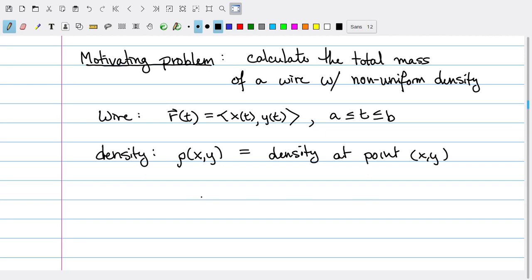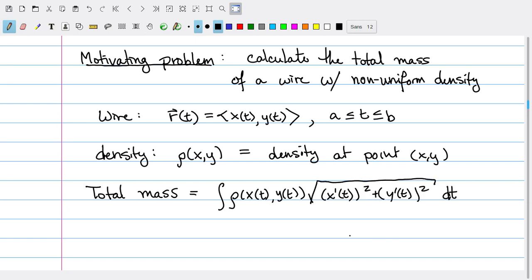In this case, the total mass of the wire is going to be given by just adding up these infinitesimal little segments of wire times the local density. In other words, it's given by integrating the density at some particular point in the wire times the local infinitesimal length of that line segment, like so. We rewrite this expression as the integral of rho of x y times ds. So this is our very first interpretation of a line integral.